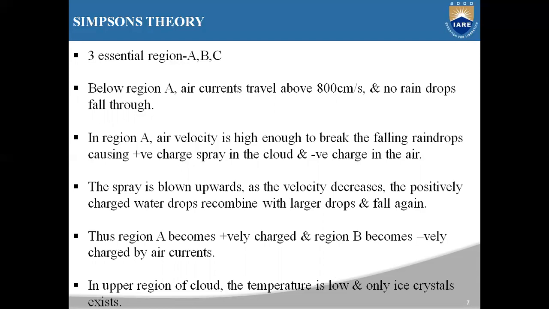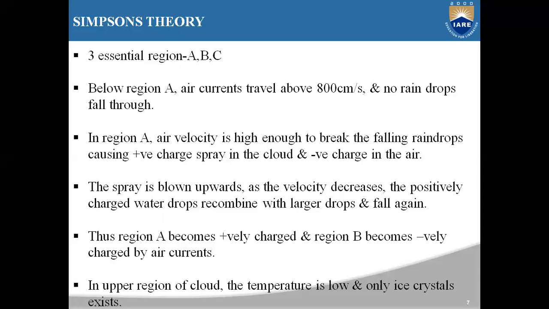In this region A, the air velocity is so high that it is enough to break the falling drops, causing positive charge spray in the cloud and negative charge in the air. The spray is blown upwards as the velocity decreases. The positively charged water drops recombine with the larger drops and fall again. So as the velocity decreases, the raindrops will again become larger drops and fall downward.